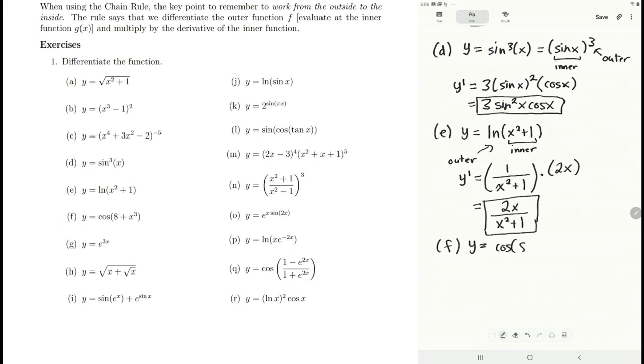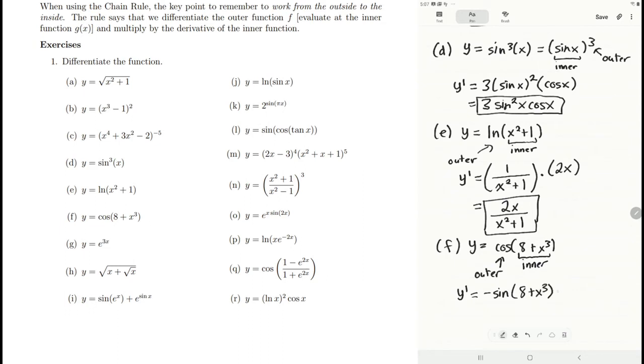Now in the next example, we have cos of 8 plus x cubed. So let's identify the inner and outer functions. The 8 plus x cubed is the inner function. The outer function is the cosine. So let's deal with the cosine first. The derivative of cos is negative sine. We leave the inner function unchanged.